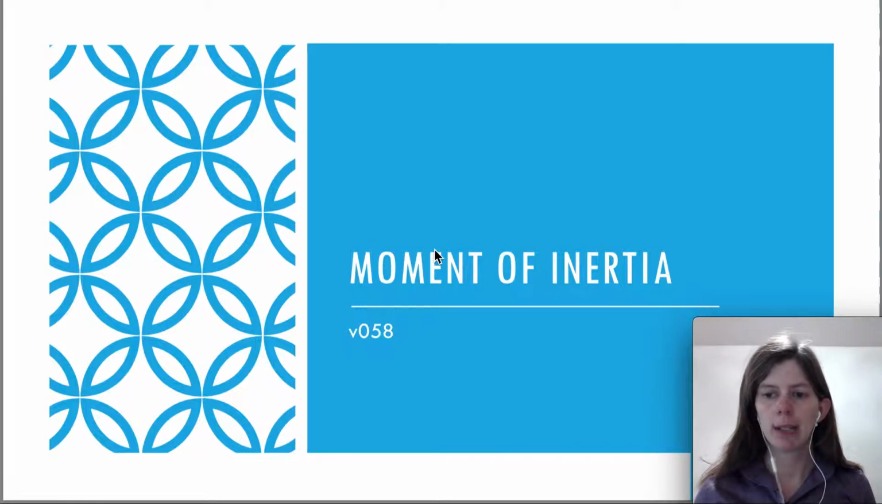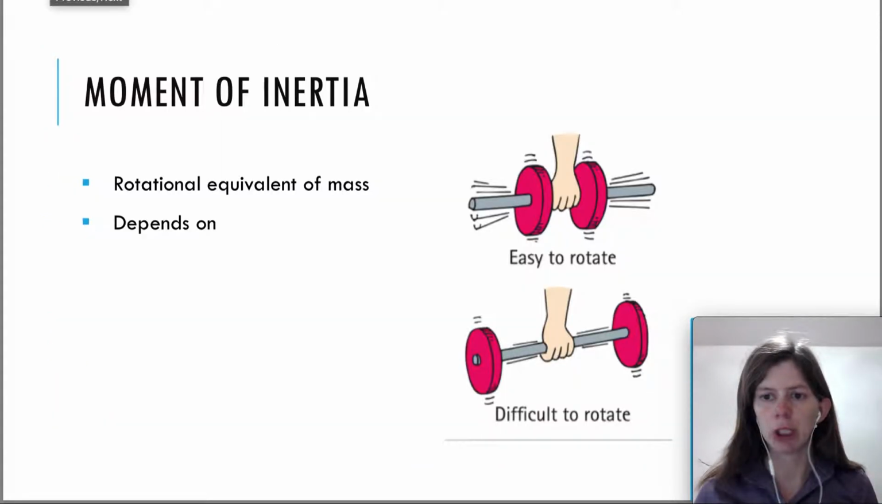We are continuing our discussion of the rotational equivalence of all the linear quantities we learned about previously. So moment of inertia is the rotational equivalent of mass. I usually explain this one with a demo.